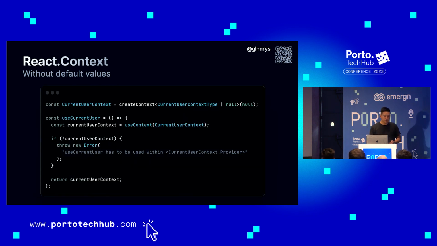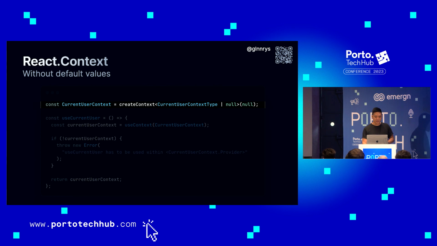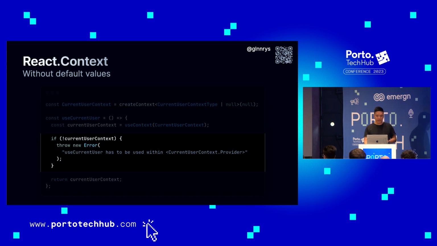Whereas without default values, it's a little bit different. What you have to do is provide a type that is a union with null, and you just provide null as the default value. And then what you have to do in the end, for your custom hooks or for anything, is check. If you expect some value, you have to check whether the value is there or not. So you have to handle the case where there is no value, because otherwise you just have the nullable value everywhere.